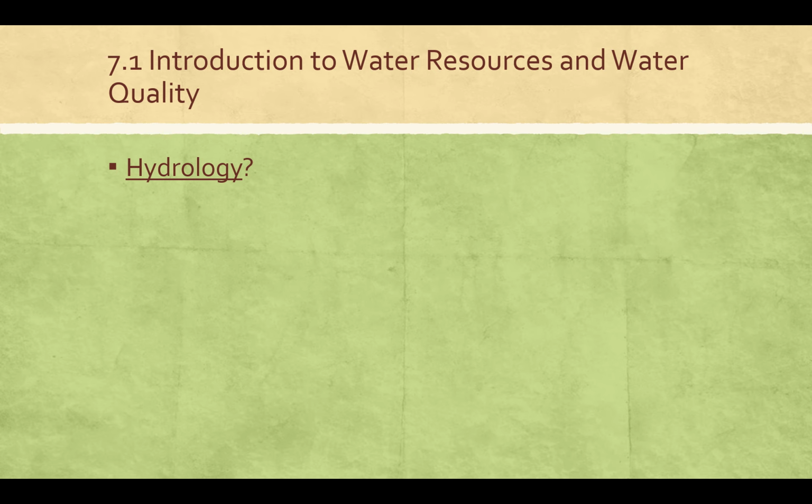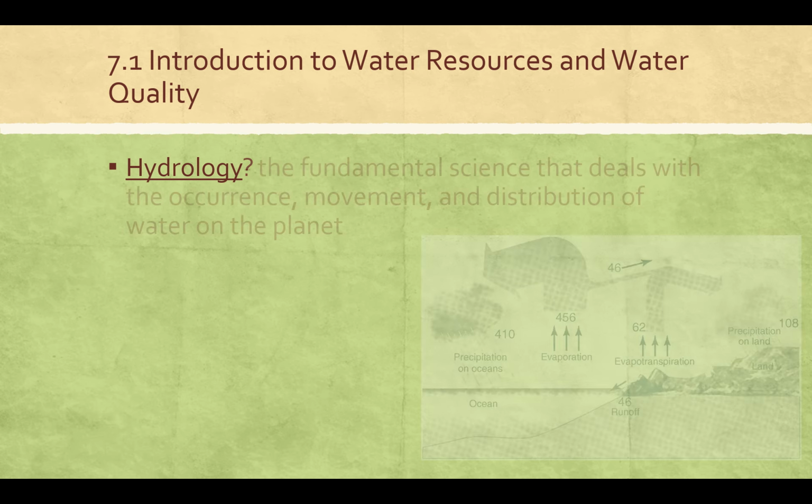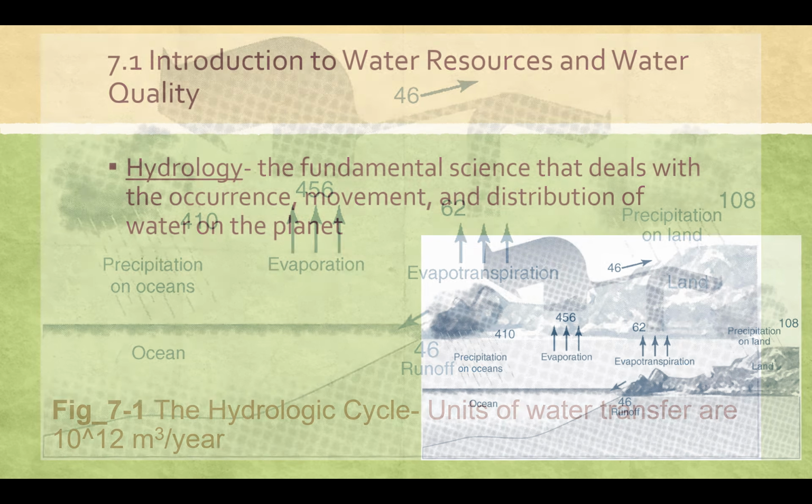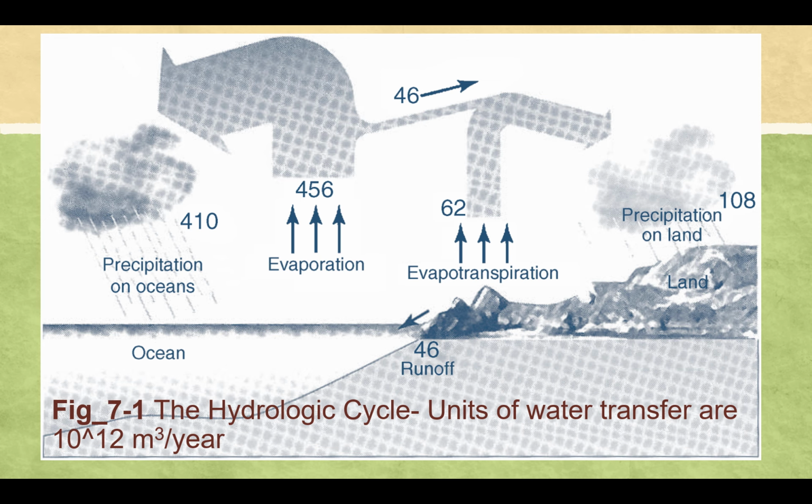So first, hopefully everyone knows the definition from your glossary or from before about hydrology, and many of you have to take a hydraulics or a hydrology course, or might be taking one right now. Hydrology is the fundamental science that deals with the occurrence, movement, and distribution of water on the planet. If you see the hydrologic cycle in the corner, here is a larger picture of that, figure 7.1 in your textbook.